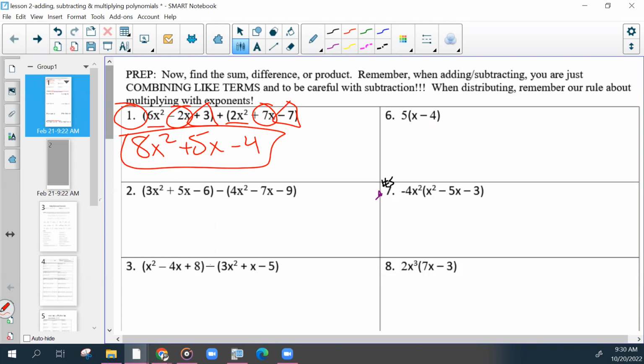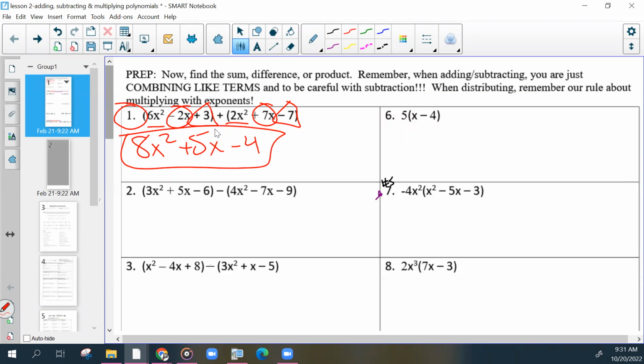So anytime you are adding polynomials, you're just combining like terms. Same thing with subtracting, but you just have to be careful. Rewrite it vertically if that helps you better. You can also distribute the negative and rewrite it completely. Right, other questions on the 6 or the 10?